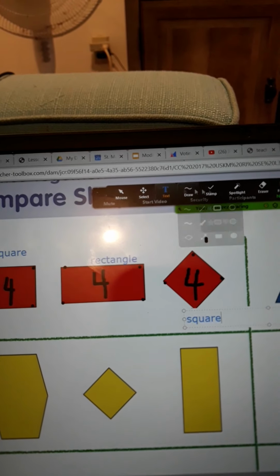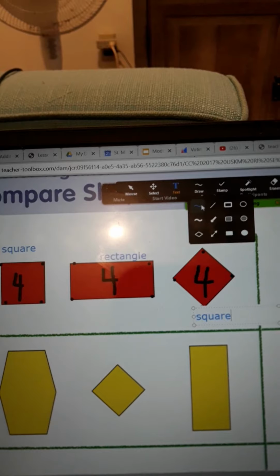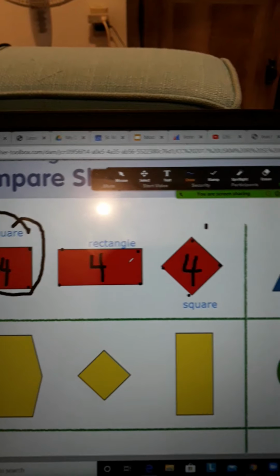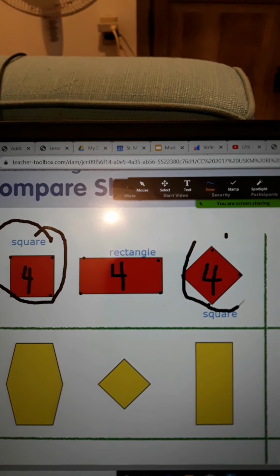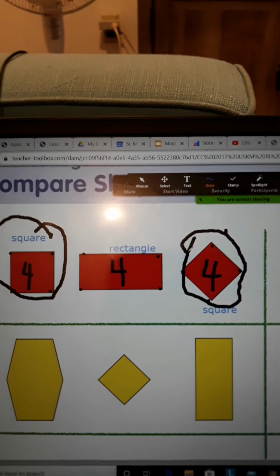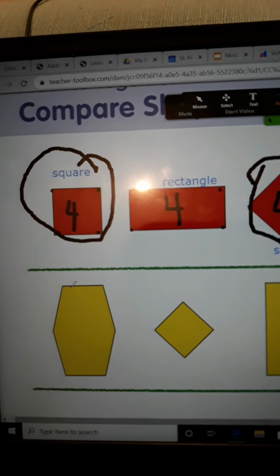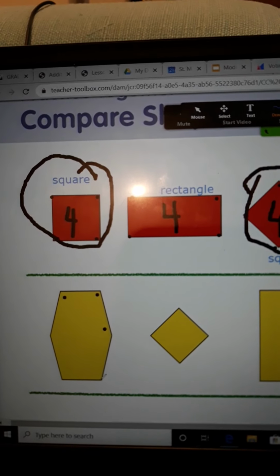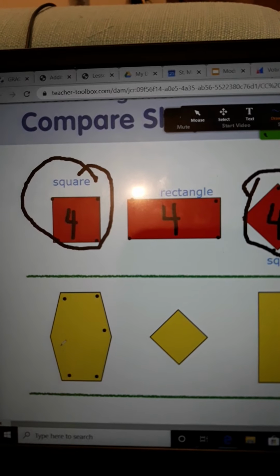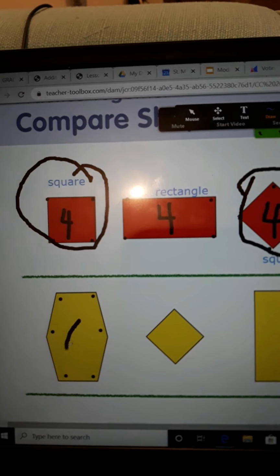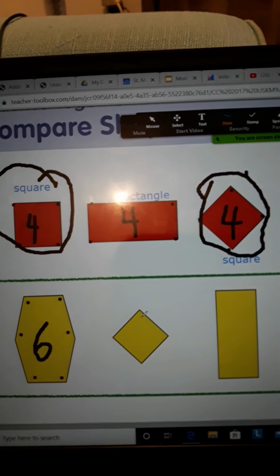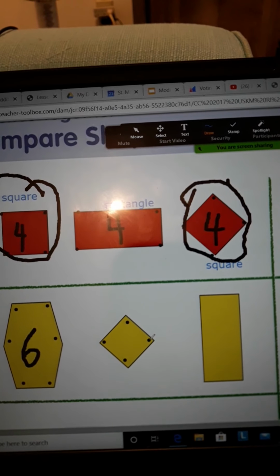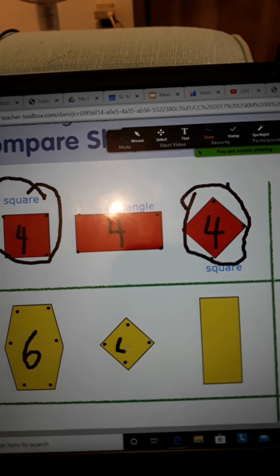Awesome. So we're going to go ahead and write that in. Yeah, our squares. So our square and our square. Okay, very good. Let's look at the next shape. Let's count. 1, 2, 3, 4, 5, 6. So this one has 6 corners. What about this one? 1, 2, 3, 4. This one has 4.